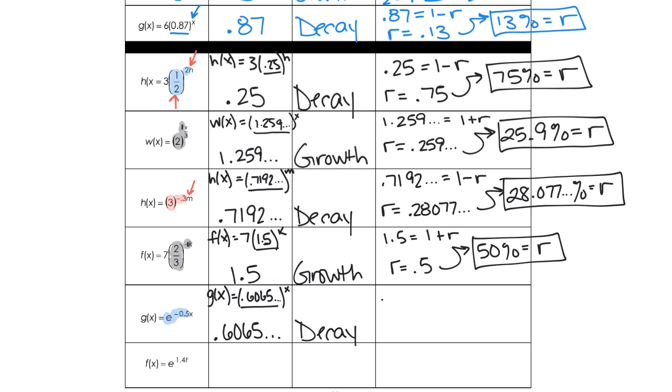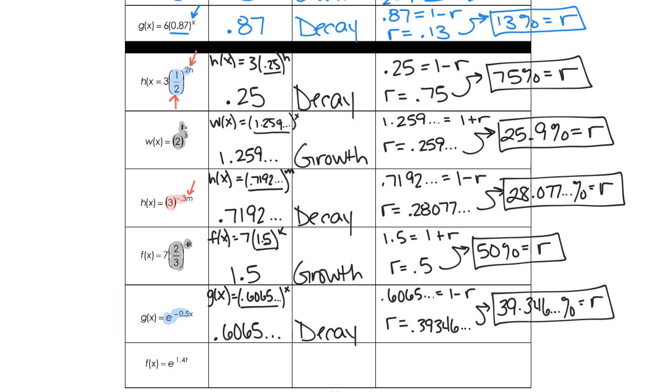And because it's decay, we're going to take that decimal and put it equal to 1 minus r. We're going to subtract 1 and divide by negative 1 so that we get our r by itself. And it would be 0.39346... times it by 100 to move the decimal, and we end up with 39.346% as our rate. Okay, one more on this side.